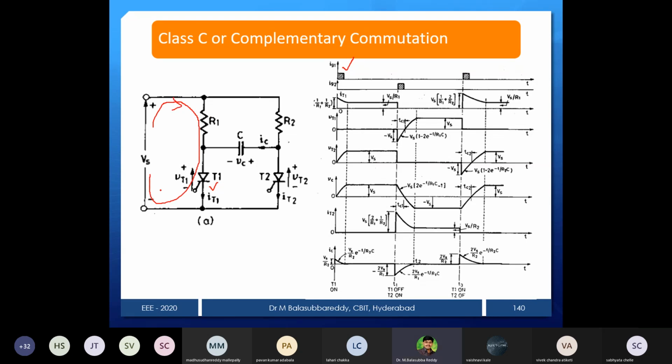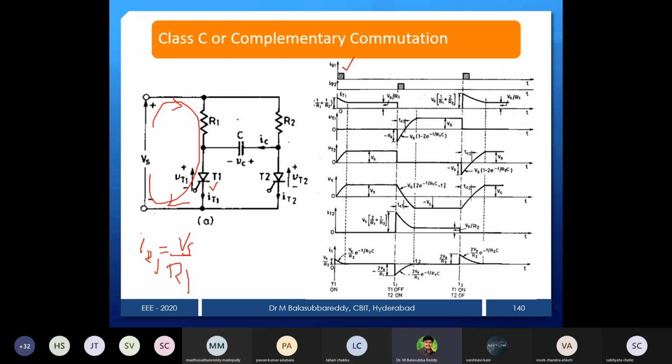This is the current. You can see that current is passing through T1. It starts from plus, goes to R1, then T1 to PS. So then what is the value of current? IR1, the current passed through resistor 1, is Vs by R1.